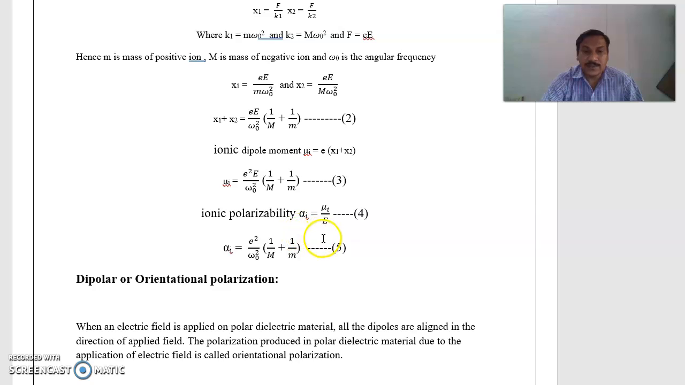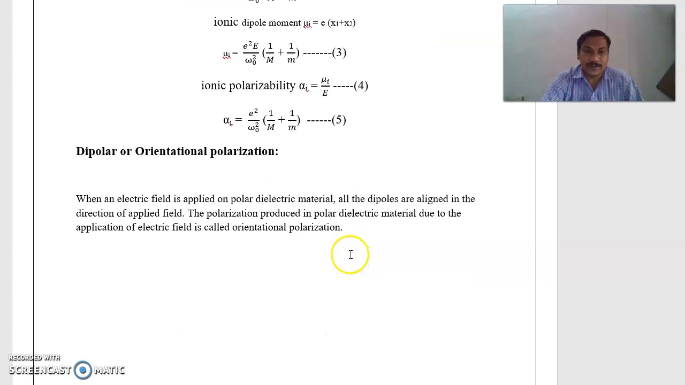Ionic polarizability, alpha I, is equal to mu I by capital E, where mu I is the ionic dipole moment and E is the applied electric field. So ionic polarizability, alpha I, is equal to e square by omega naught square into 1 by capital M plus 1 by small m, where the capital E gets cancelled. Then we get ionic polarizability, alpha I, is equal to e square by omega naught square into 1 by capital M plus 1 by small m. That is equation number 5.